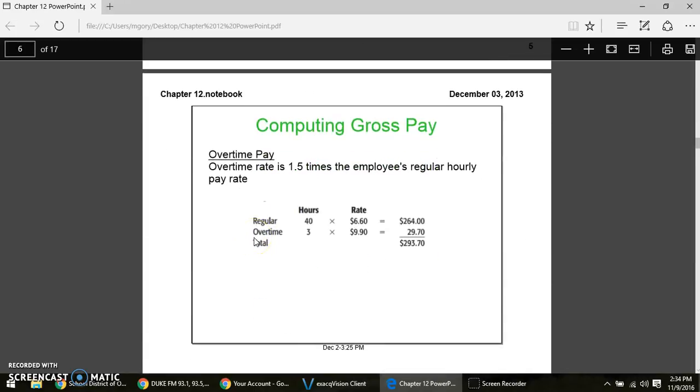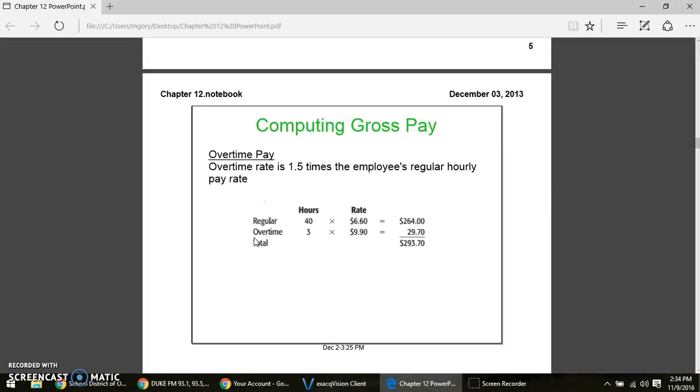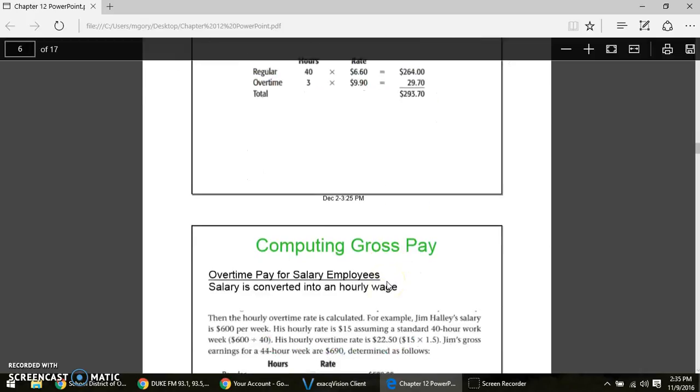If you are an hourly employee who works overtime hours, the overtime rate is normally, in most cases, 1.5 times the employee's regular hourly rate. So in this example, we have an employee who worked 40 hours at regular rate pay, $6.60 an hour, totaling $264 of gross earnings. In addition to that, there were 3 hours of overtime pay. Overtime pay is 1.5 times your regular rate, so this time it calculates out to be $9.90 an hour. 3 hours worked at that rate is an additional $29.70. Total gross pay for this period is $293.70.